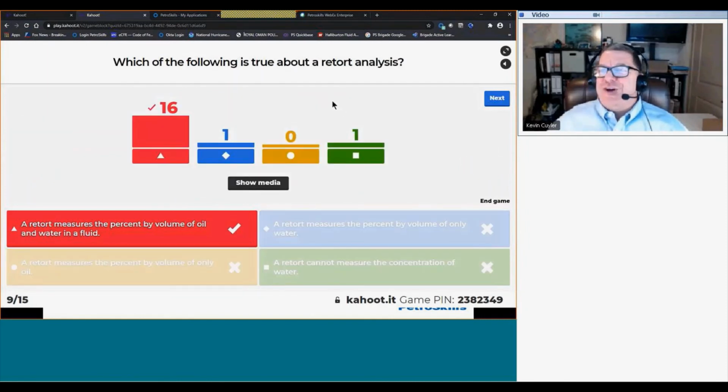All right, question number 1. A retort measures the percent by volume of oil and water in a system. You are absolutely correct. To the 16 of you that answered it, well done. The rest of these, it measures water and oil, so 2 of the answers are wrong. And remember, the solids aren't measured, but they're generated. We know those as a difference.